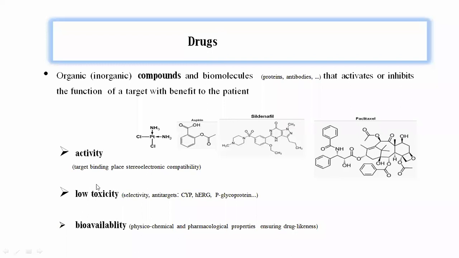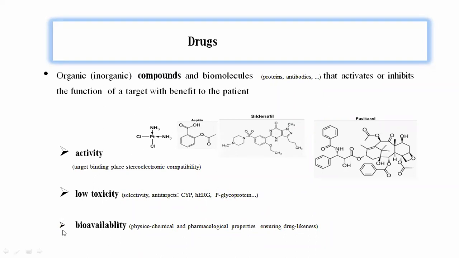Now the next terminology is low toxicity. We know the word toxic means it is harmful to the cell. Now low toxicity belongs to selectivity. So we have to select a drug molecule which will be low toxic, which is going to act on the target cells. These are examples of the cells, that is cytochrome, phosphoglycoprotein. So these are the cells on which the drug molecule is going to act.